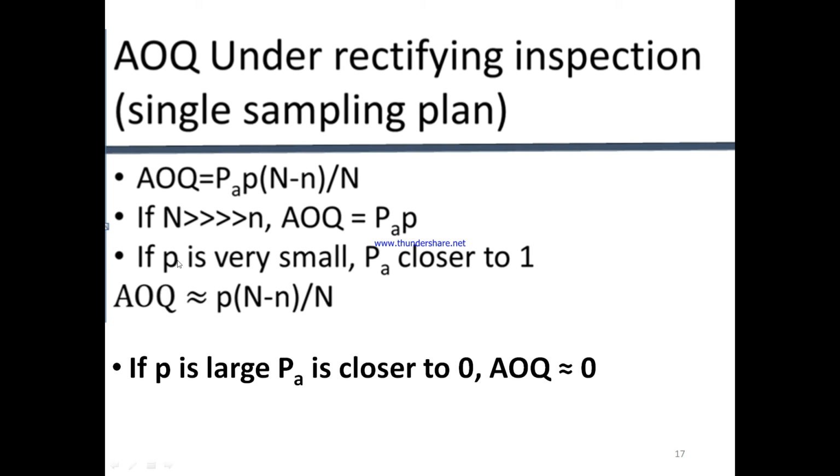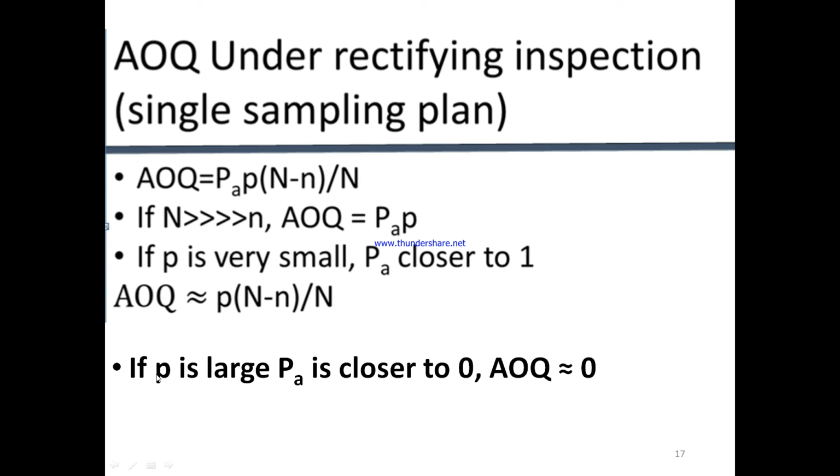And then what will happen if p is very small? That is, the proportion of the defective is very small, meaning you have only a few defectives in your lot. So if you have very few defectives, there is a higher chance to accept that kind of a lot, so the probability of acceptance is very close to 1. In that case, if you take the AOQ equation, PA is very close to 1. So the average outgoing quality you can write as p into N minus n over N.